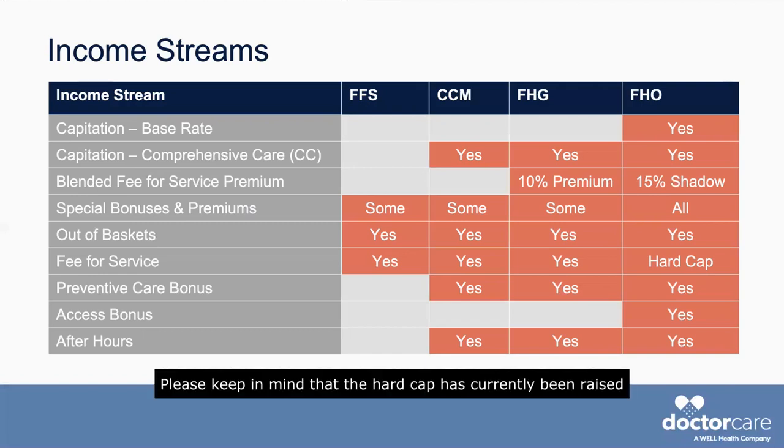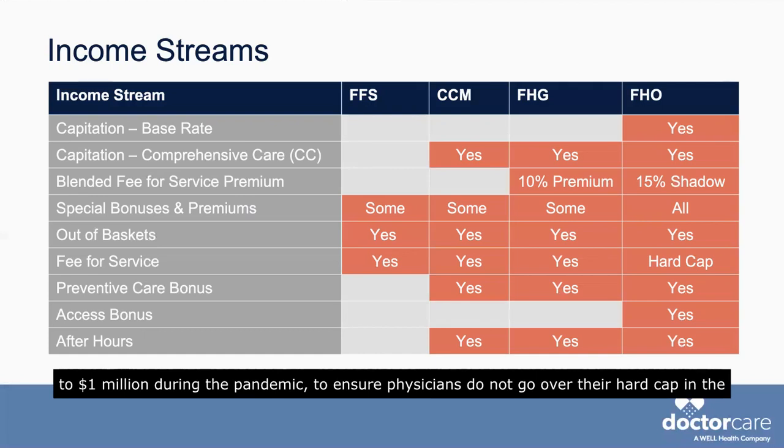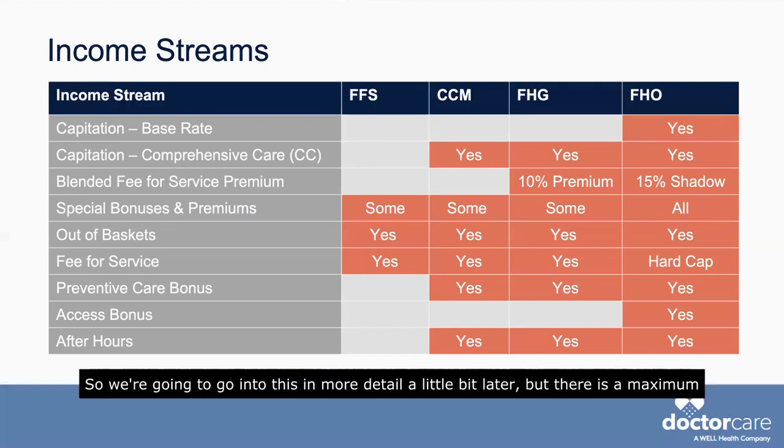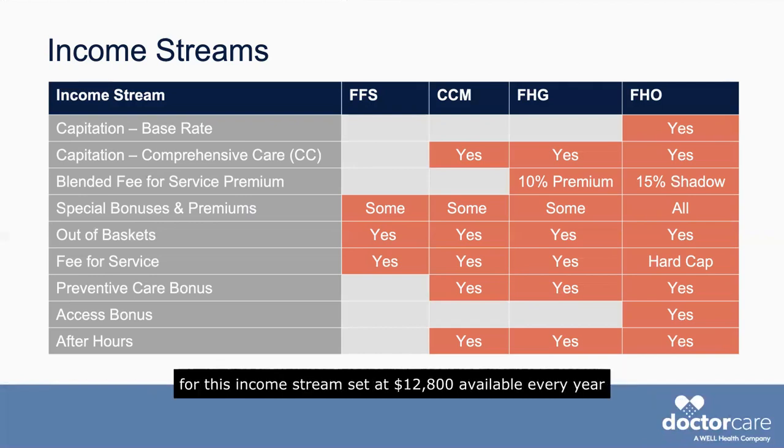Please keep in mind that the hard cap has currently been raised to $1 million during the pandemic to ensure physicians do not go over their hard cap in the 2020-2021 fiscal year. Preventive care bonuses. So we're going to go into this in more detail a little bit later, but there is a maximum for this income stream set at $12,800 available every year to any member of a patient enrollment model.